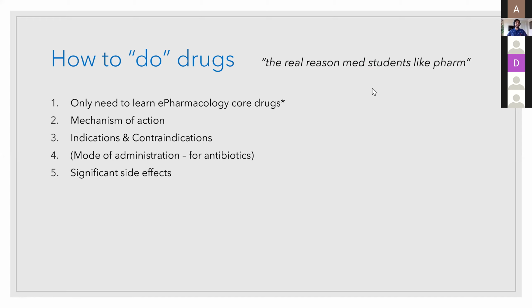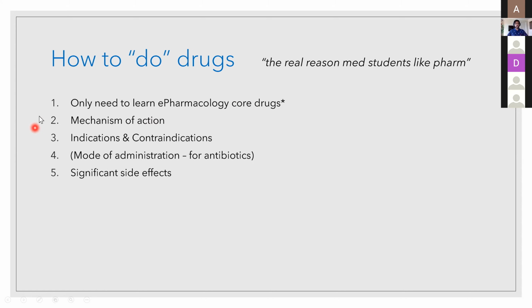What I mean by how to do drugs is how do we learn them? This is the approach and mindset we need to take, because otherwise you're just going to be sitting there trying to learn drugs, and it's really not that helpful. The first point is only learn the ePharm core drugs. I know there are a lot of drugs that lecturers refer to in lectures, but they're used as examples to highlight concepts, and they're not necessarily drugs you need to know. So refer to this list to know the drugs that you need to know. All the drugs on this presentation are core drugs. You must know these. You don't need to know any others.